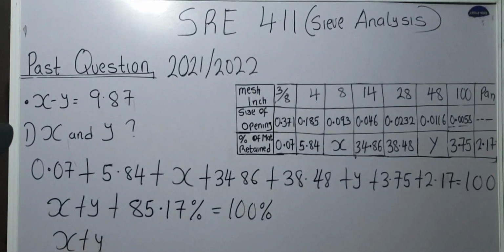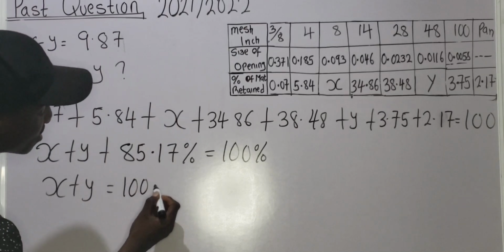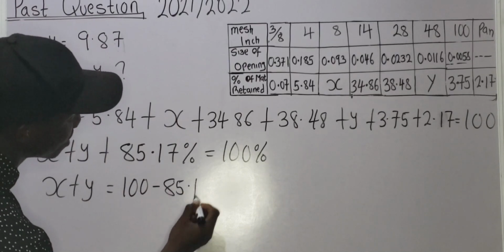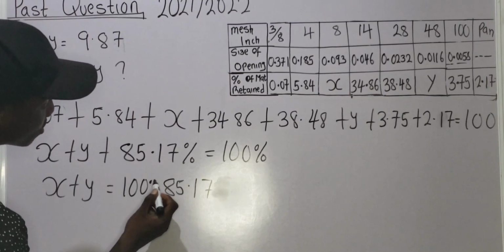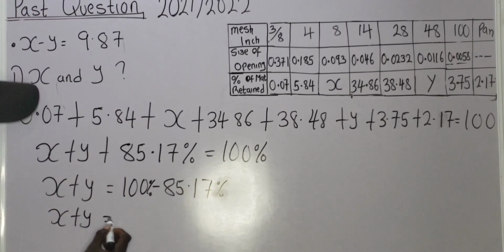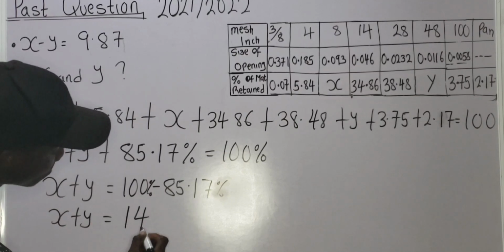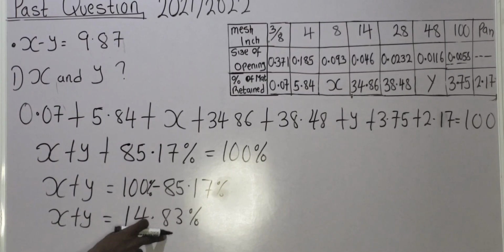If you collect like terms, x plus y is equal to 100 minus 85.17%. And you can put percent; it is important. So x plus y is equal to 100% minus 85.17%. That is 14.83%. You understand? So the sum of x and y is 14.83%.